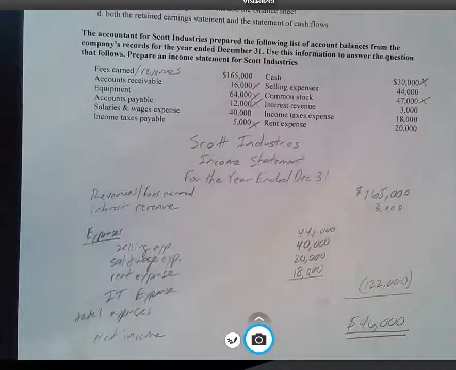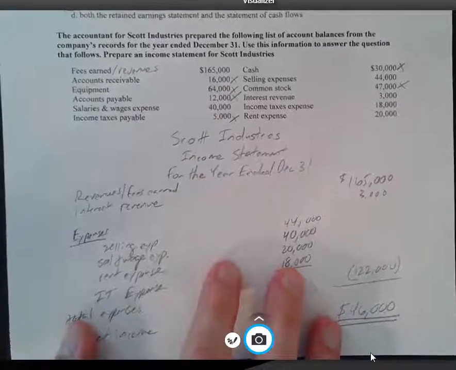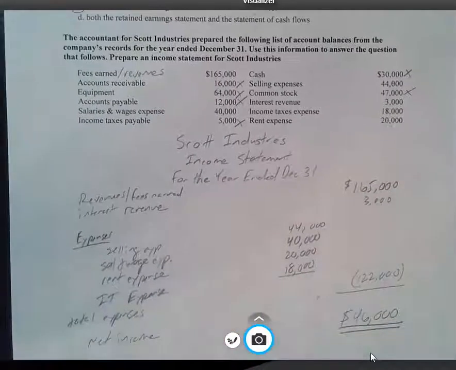Given the nature of this class, you're not going to have to actually draw all of this stuff up necessarily to make an income statement, but you do need to be able to calculate net income. Okay, you do need to be able to do this from a set of facts, very similar to the one that you have in front of you. All right, let's finish this video up and we'll get another one started.